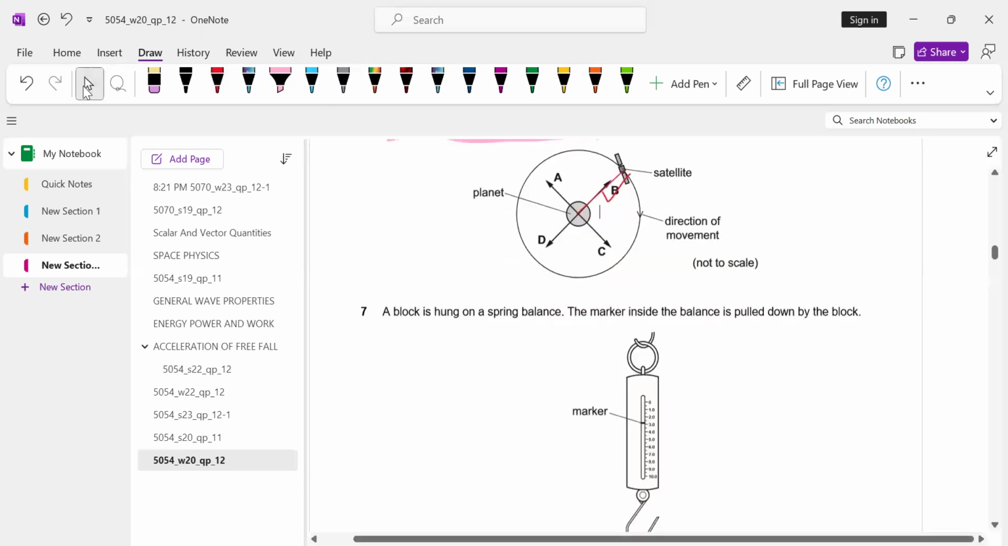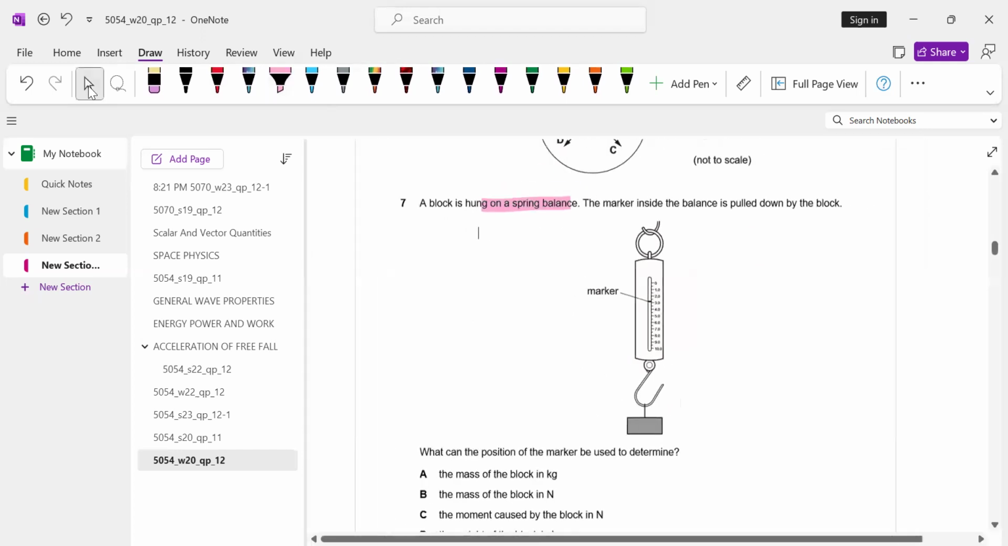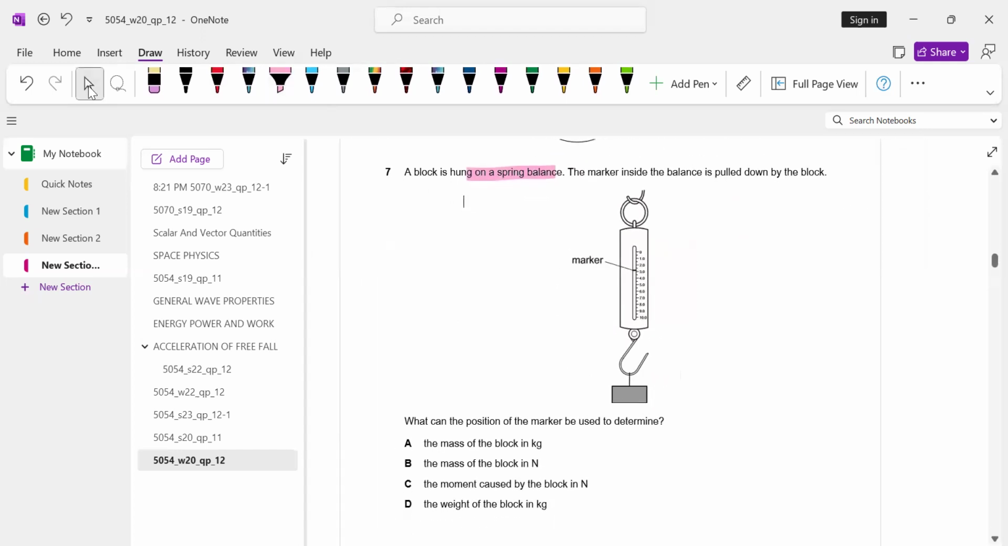Then question number 7. A block is hung on a spring balance. It is written, it's a spring balance. Now the marker inside the balance is pulled down by the block. What can the position of the marker be used to determine? Let's read out the options. First option is the mass of the block in kg. Yes. The mass of the block in newtons. No. The moment caused by the block, no.